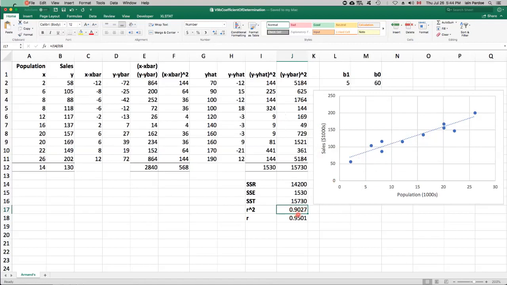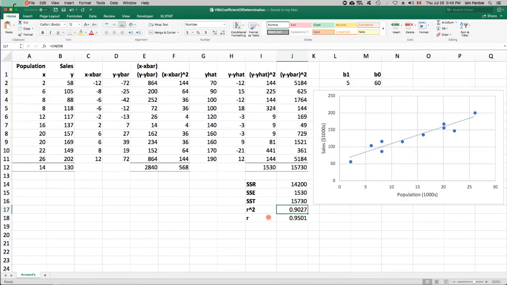So rather than 0.9027 here, it might be expressed as 90.27%. And so the way we would interpret this number is to say 90.27% of the variation in y can be explained by this simple linear regression model. That's not to imply there's any causal relationship between x and y. It's simply we're observing a linear association, and 90.27% of that variation can be explained by the model.